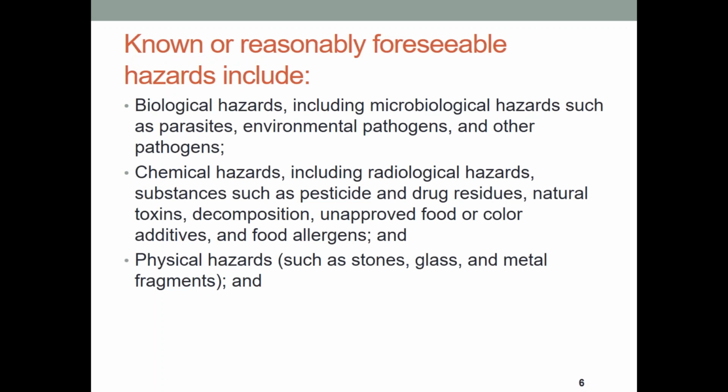Now, I told you we'd revisit the term known or reasonably foreseeable hazards. There are a lot of things that could fall under that concept, but generally they include biological hazards, including microbiological hazards such as parasites, environmental pathogens, and other pathogens. A lot of different things can be looked at under biological hazards. What we're interested in are those things that are going to cause illness or injury in a consumer.